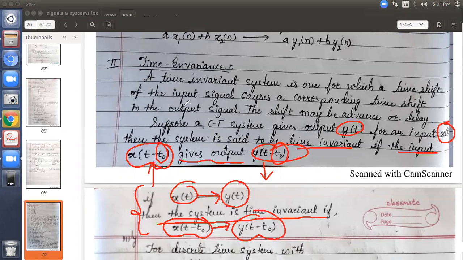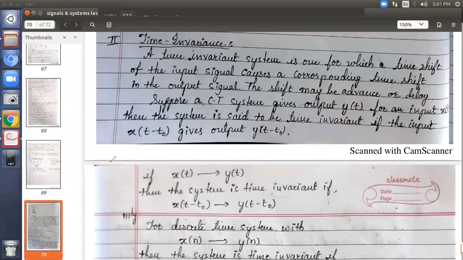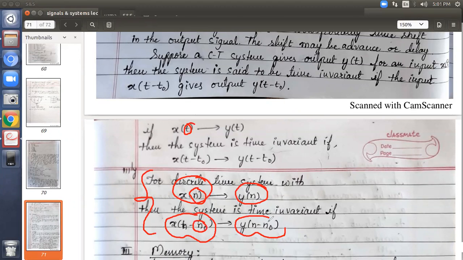Okay. Similarly, I have written the equation for discrete time. See, t is replaced with n. That's it. If I have an input signal x of n, output is y of n. Then if I shift the input by n naught times, then your output will also get shifted by n naught times. This is how I can write the time invariance property mathematically.